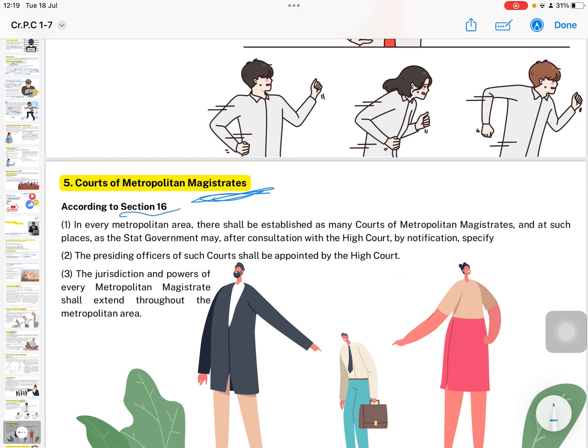According to Section 16, in every metropolitan area there shall be established as many courts of metropolitan magistrate, and at such places as the state government may, after consultation with the High Court by notification, specify. The presiding officer of such court shall be appointed by the High Court. The jurisdiction and powers of every metropolitan magistrate shall extend throughout the metropolitan area.